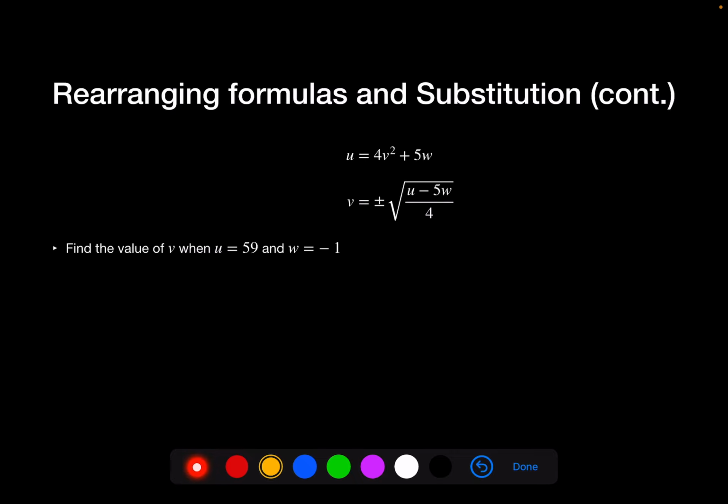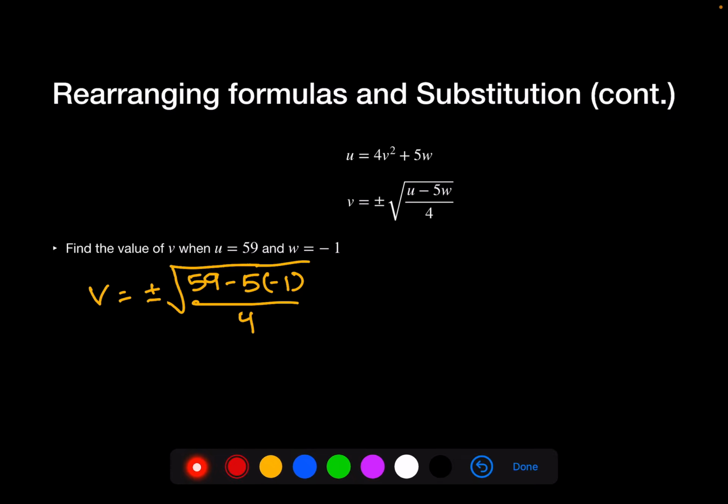So we know that this is the formula that we use to find v. All we have to do is plug in the values of u and w to find the value of v. So let me just rewrite that same equation, but with the terms inside. So the plus minus square root of u, and u is 59, minus 5 times w, and w is negative 1. So we have 5 times negative 1, and then all that divided by 4.